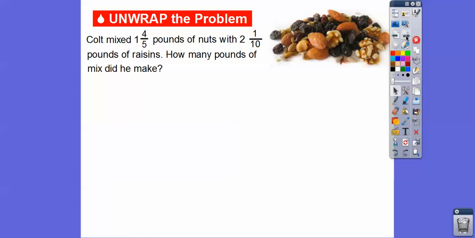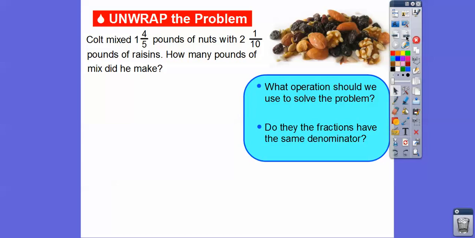Colt mixed 1 4/5 pounds of nuts with 2 1/10 pounds of raisins. How many pounds of mix did he make? Okay, so what operation are we going to use here? Well, we're going to use addition, obviously. Do they have the same denominators? No, they sure don't. One's 5, one's 10. So let's go ahead and add these two fractions together.